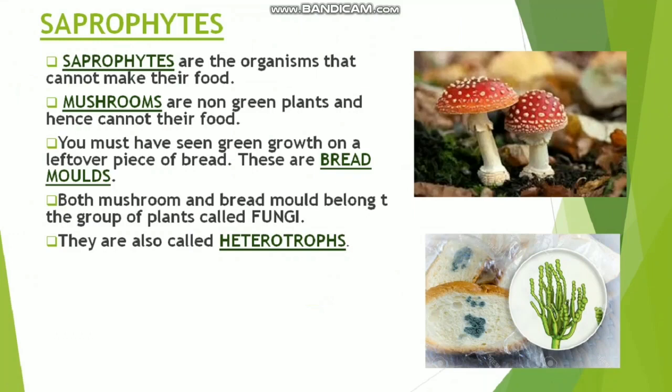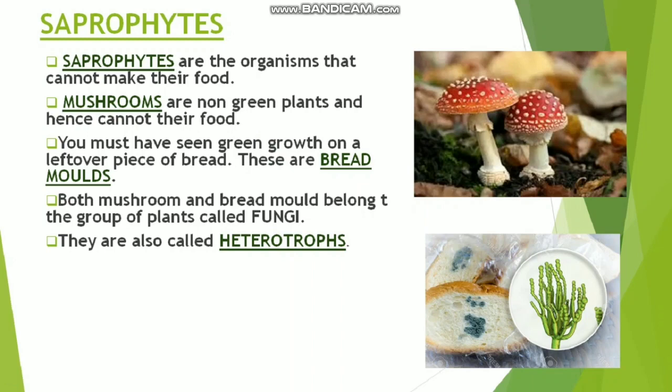Saprophytes are organisms that cannot make their food. Mushrooms are non-green plants and hence cannot make their food. Just now I told you that the plants which lack chlorophyll cannot make their food. So mushrooms are non-green plants, so they can't make their food on their own.